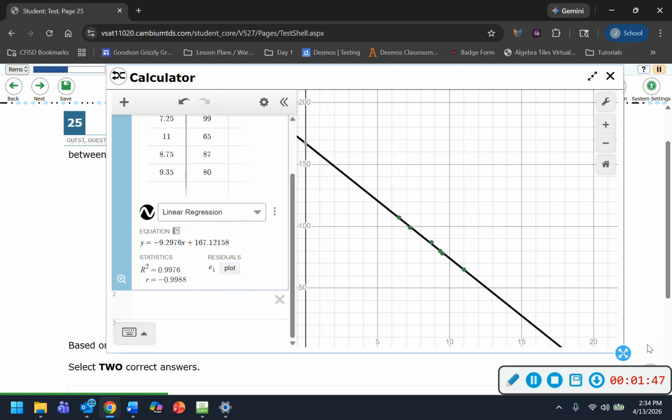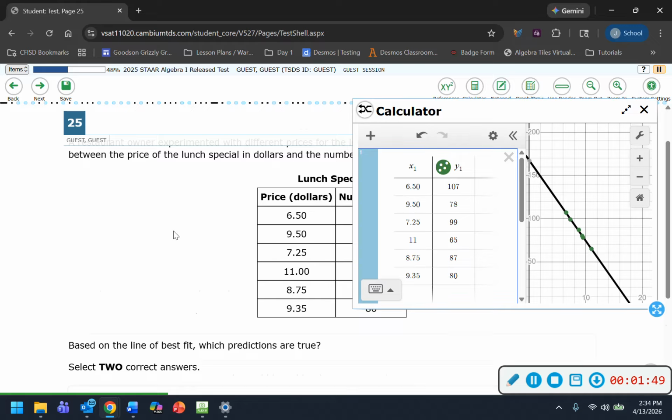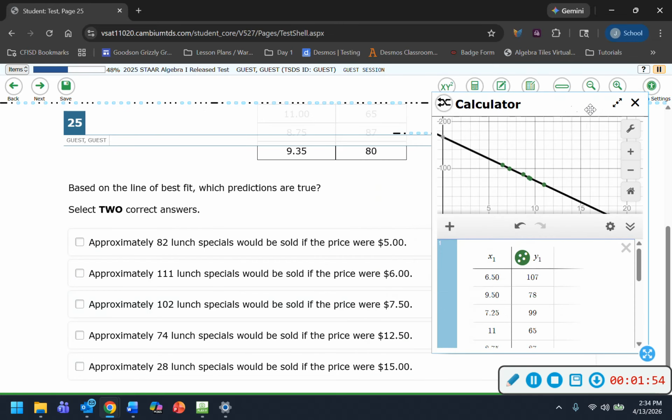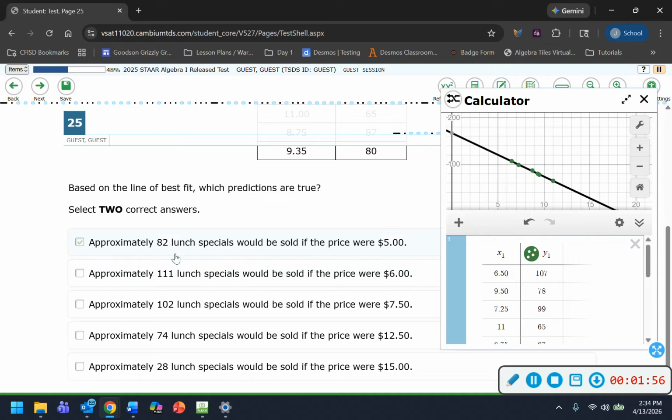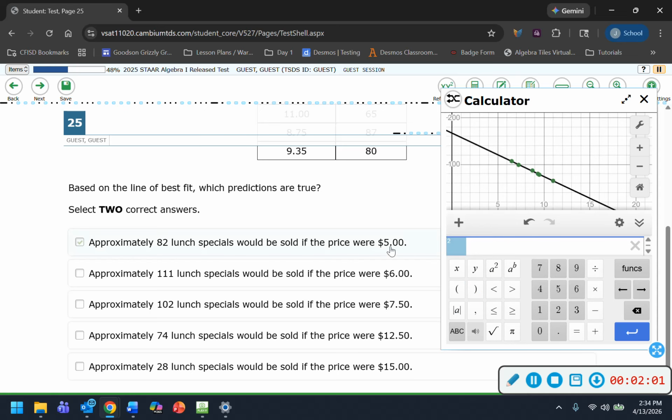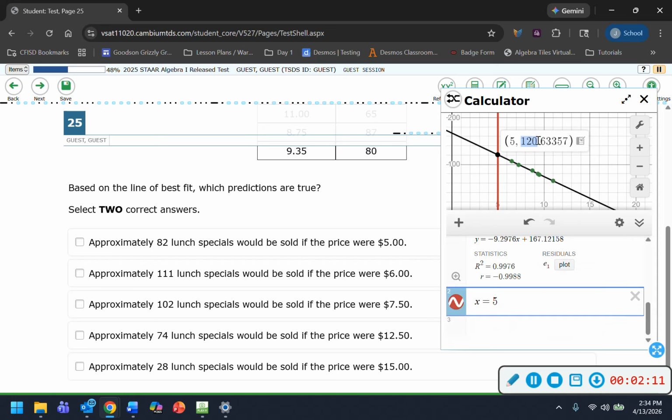And they want us to look at those predictions and the answer choices and see which ones seem to match this data set. So first one says if there are 82 lunch specials purchased, the price would be $5 or vice versa. I guess this is the independent variable. So if the price X is $5, how many people could we expect there to be? Well, if the X, the price is $5, we'd expect about 120 people according to this data. That is not matching the 82, so I'm not going to pick that one.